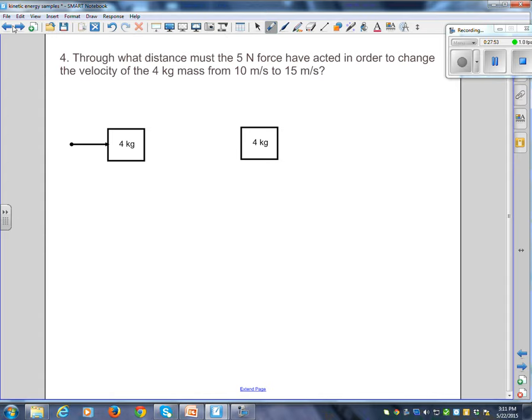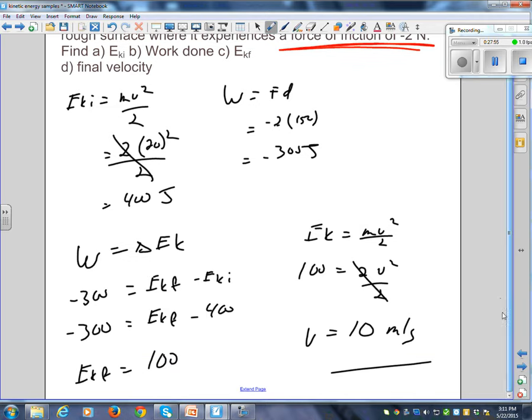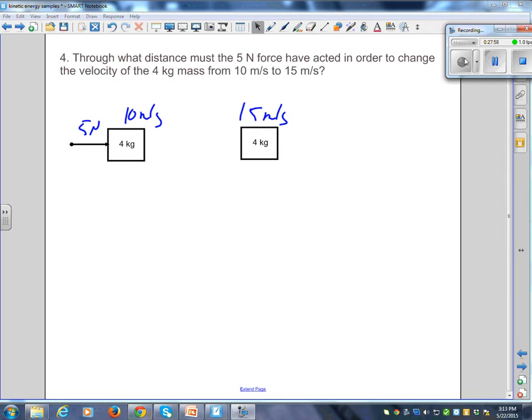Down or up? Right there. So the question is, how far do I have to push with 5 newtons to make that happen? Let's see what we can find out. What do you think we should do? Find acceleration. Really? Yeah, and then I found work, and then I did that one. I think that's the way to do it.